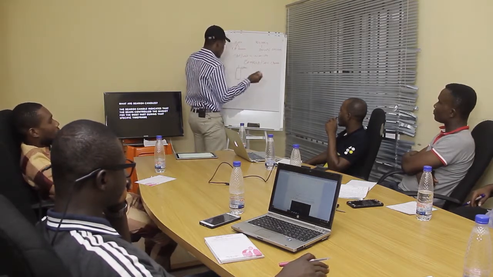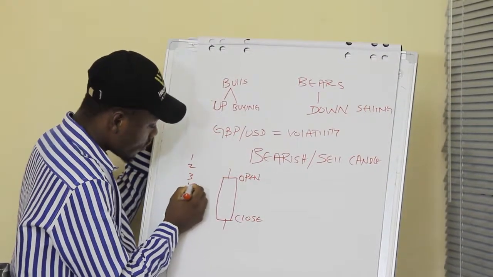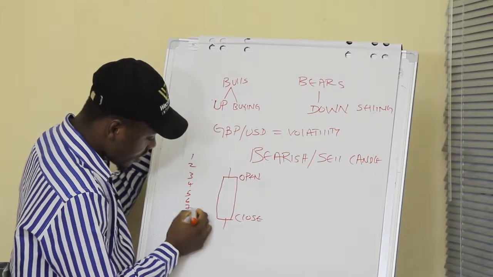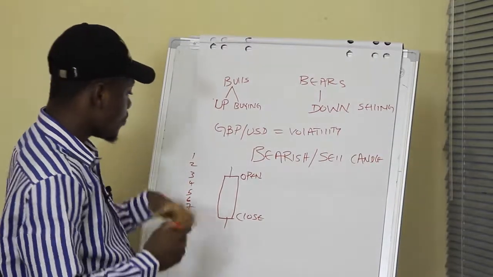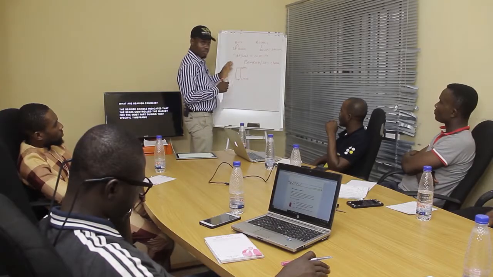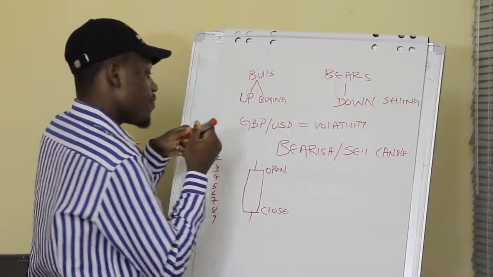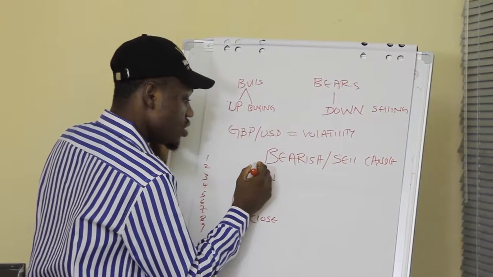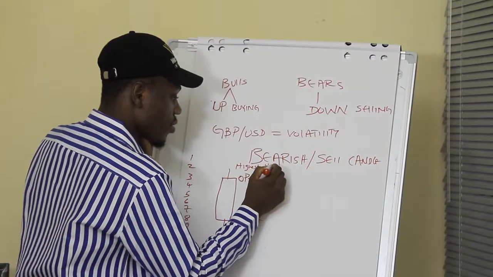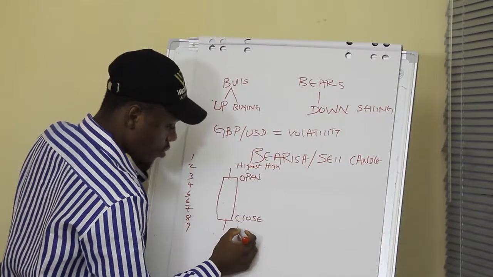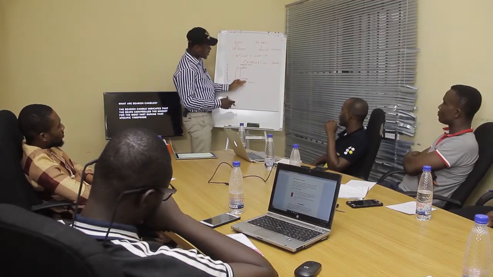Now let me calibrate this a little bit. We have 1, 2, 3, 4, 5, 6, 7, 8, 9. Looking at this calibration, I want to explain what you are seeing here. We have this, they call it H, highest high. And here we have lowest low. This is the high and this is the low.